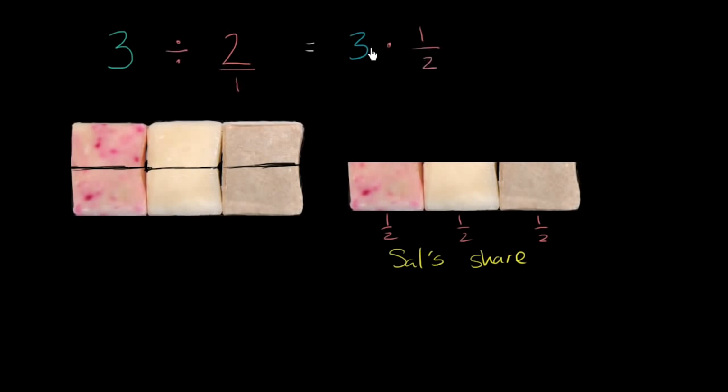Notice we went from a division to a multiplication and we took the reciprocal. And that makes complete sense. We have 3 half bars now. But what's 3 times 1/2? Well, 3 times 1/2 is equal to 3 halves. So just doing this little simple smelly soap example, we got a very interesting result. 3 divided by 2 is the same thing as 3 times 1/2, which is the same thing as 3 halves.